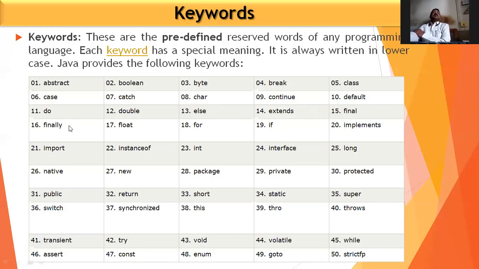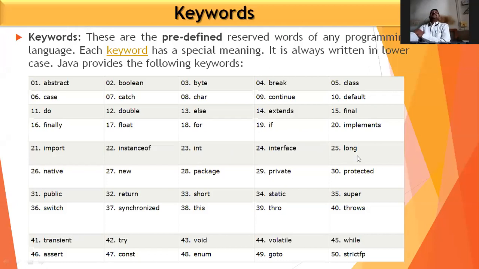Final is a new keyword. Finally is also a new keyword. Float is available in C and C++. For, if, these are the parts of our control statements. Implements is also a new keyword. Import, new keyword, instanceof, new keyword. Integer, which is old, again.